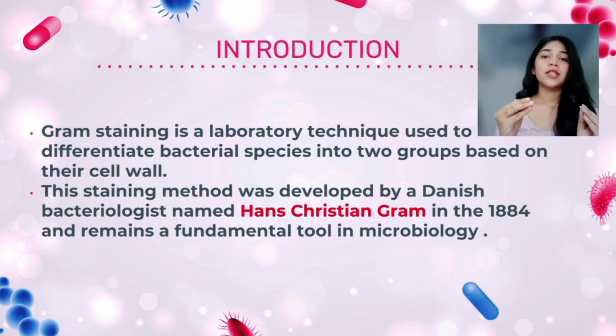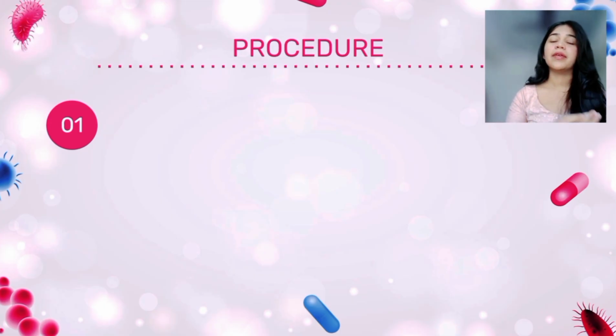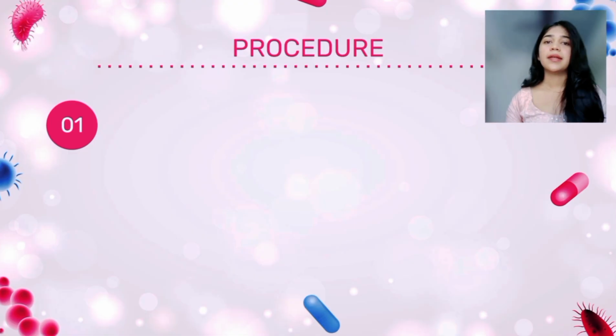So let's check what stains are used in this technique. Coming to the procedure, we need a smear, and we need to heat fix it. It may contain gram-positive bacteria as well as gram-negative bacteria. Before staining, the bacteria must be glued to the slide, and heat fixing will denature the bacterial proteins and ensure the specimen doesn't wash away during the multiple washing steps in the staining procedure.